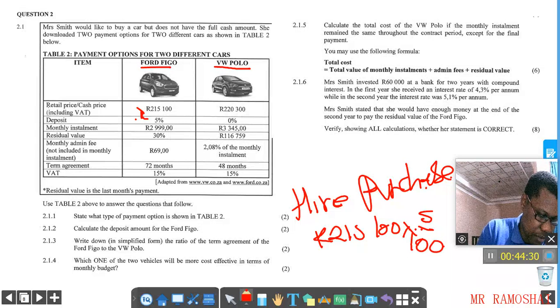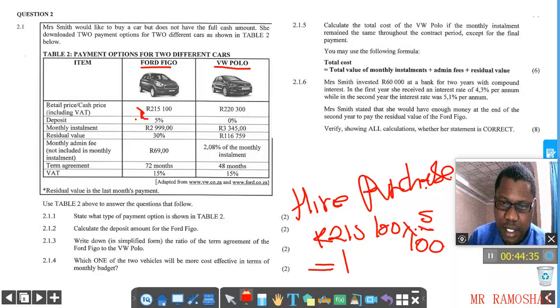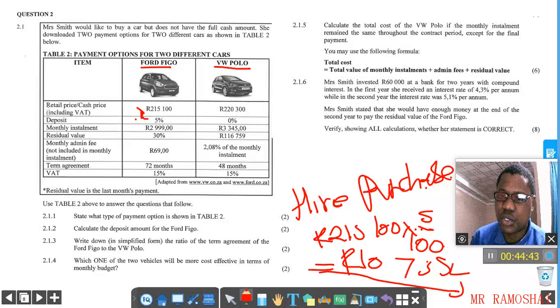215,100 multiplied by 5 over 100, which gives us 10,755. So this is going to be our deposit amount. So 1, 2.